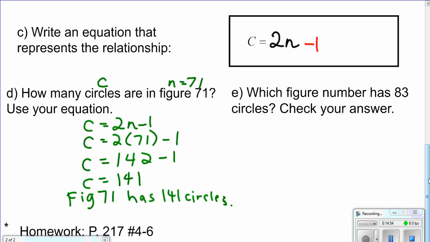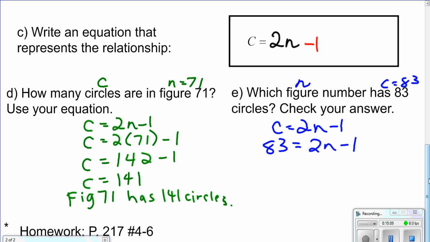So now it's saying which figure has 83 circles. So again, write out my equation, C equals 2n minus 1. Replace C with the number of circles, and we're going to work backwards. So instead of minusing 1, we're going to plus 1. This makes a 0 pair, so this is gone. 84 equals 2 times n. Opposite of times 2 is divided by 2.